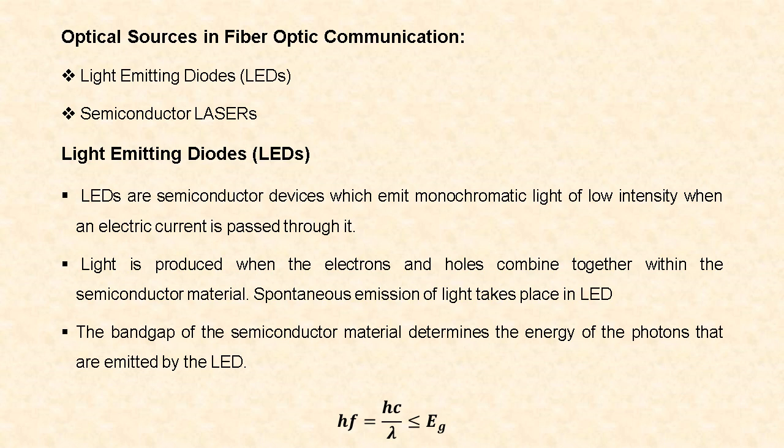The energy of the photons that are emitted is determined by the band gap of the semiconductor, and it is given by the relation h f = h c / lambda, which is the energy of photons, should be less than or equal to the band gap energy of the semiconductor, where h is Planck's constant, f is the frequency of emitted photons, c is the velocity of light, lambda is the wavelength.